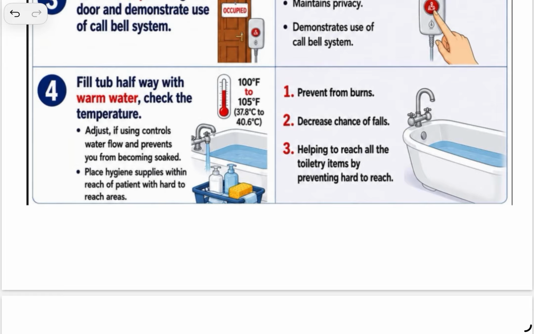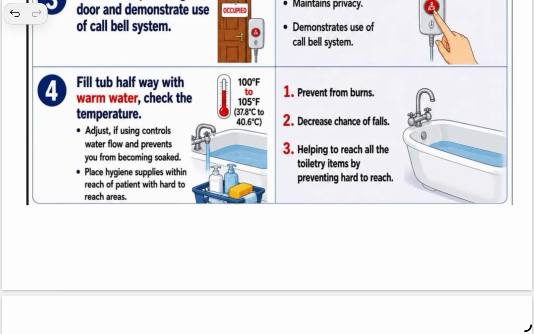Sometimes what happens, it gives more temperature, more than 120 degree Fahrenheit. So that will cause further burning for the therapeutic bath, isn't it? So that's why we need to make the half tub of water and also warm water, that is 105 degree Fahrenheit. Clear? Okay.